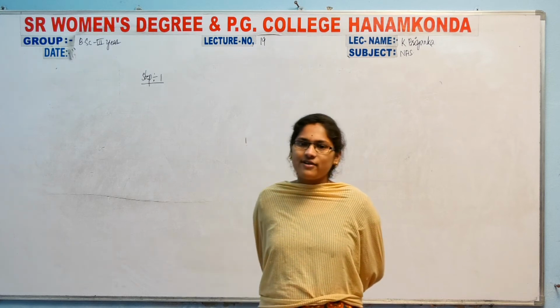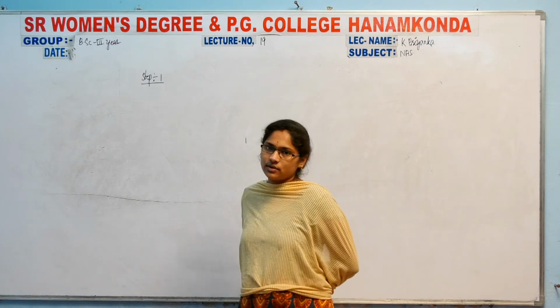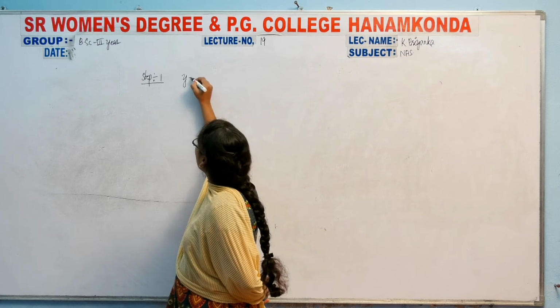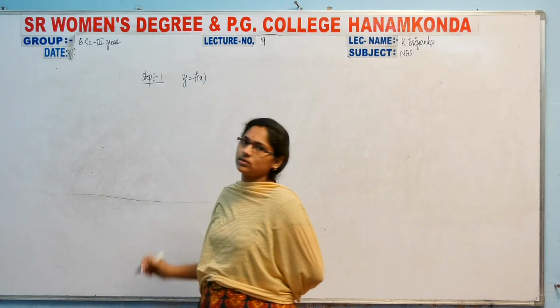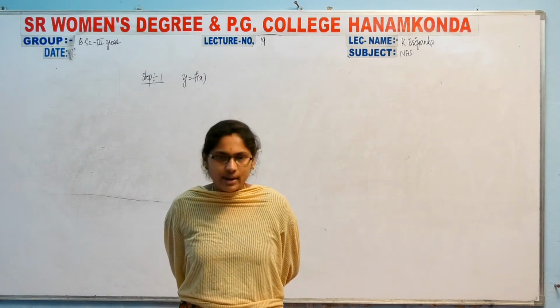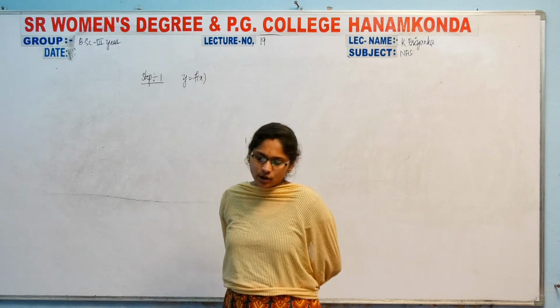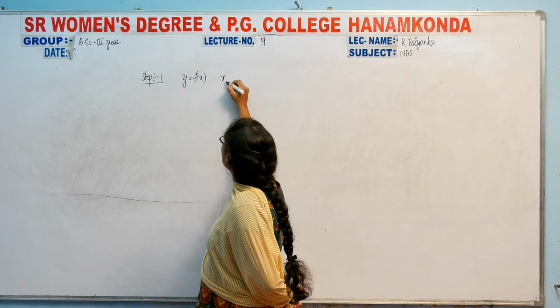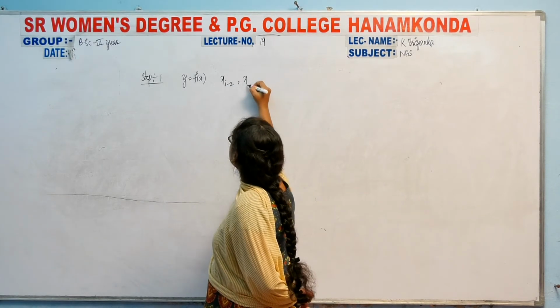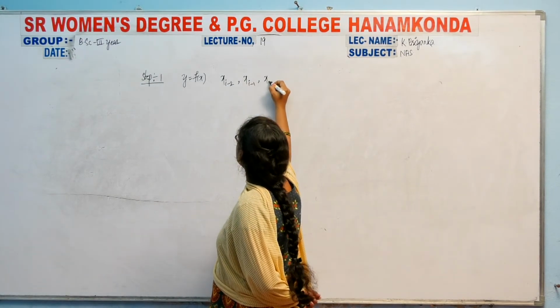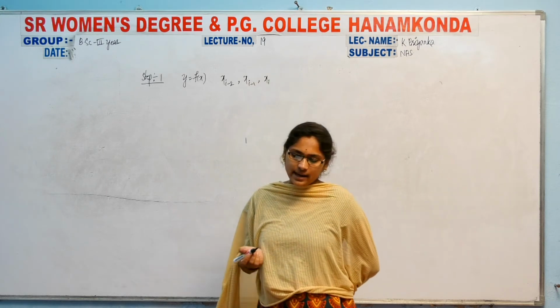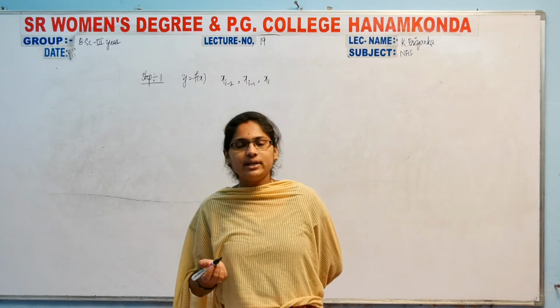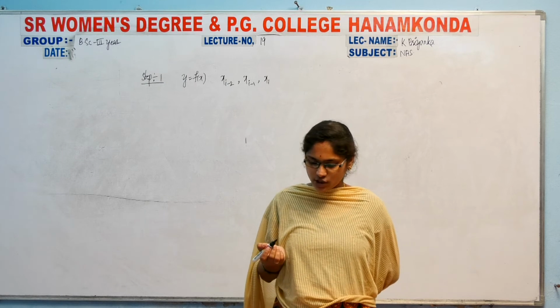Let y equal to f of x be a polynomial, and xi minus 2, xi minus 1, xi be the approximations.